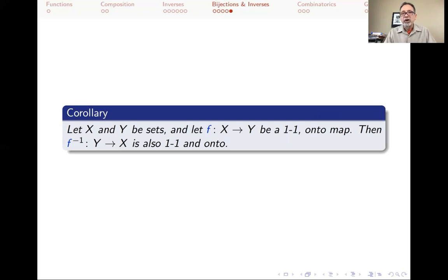I'm done with talking about functions in general. I want to show you two examples of how these bijections, 1 to 1 onto maps and inverses, come up in a combinatorics problem and in a group theory problem.